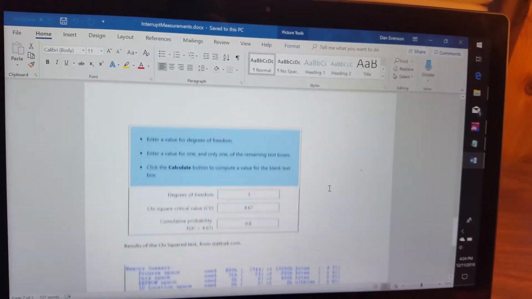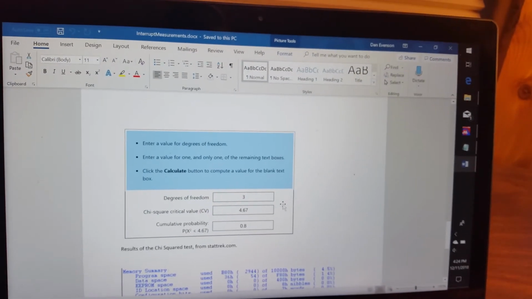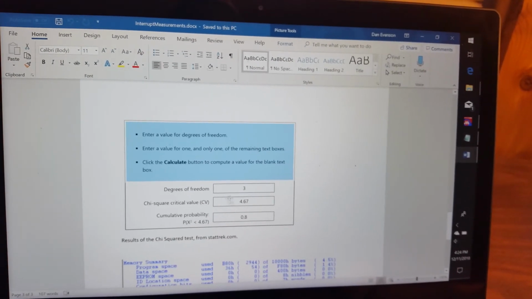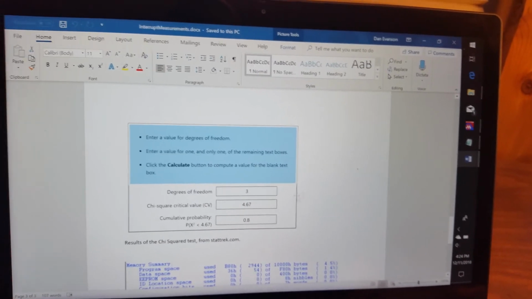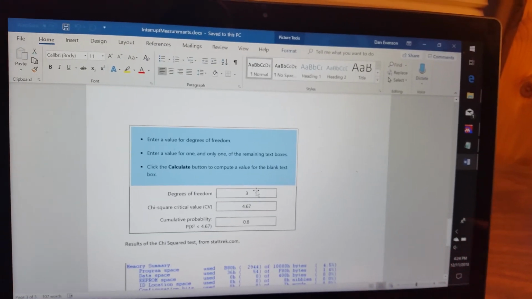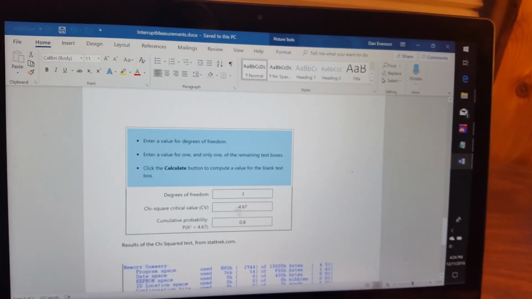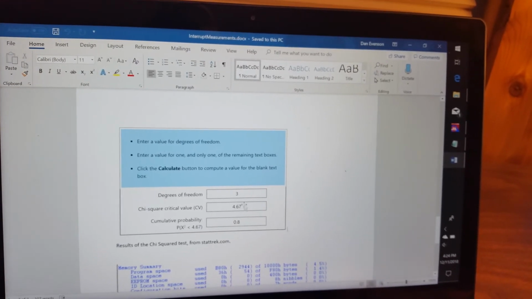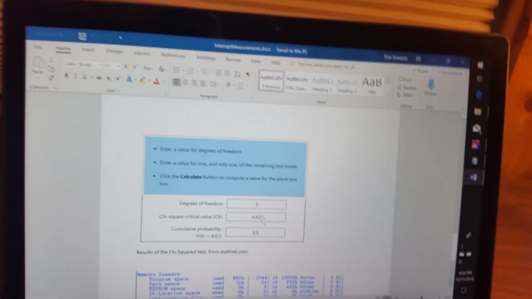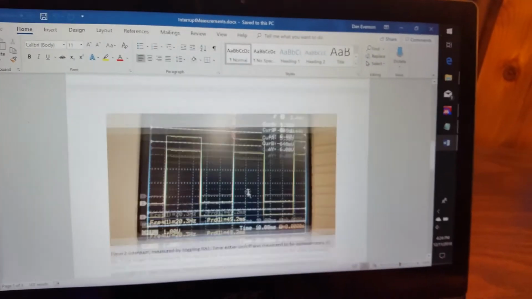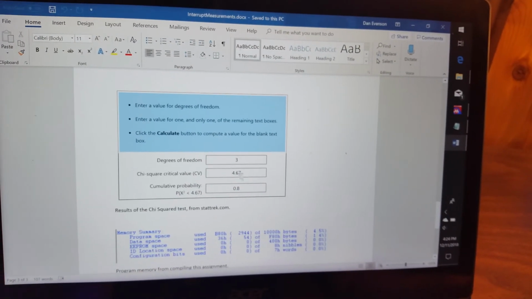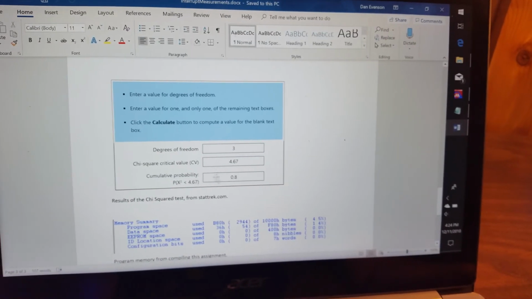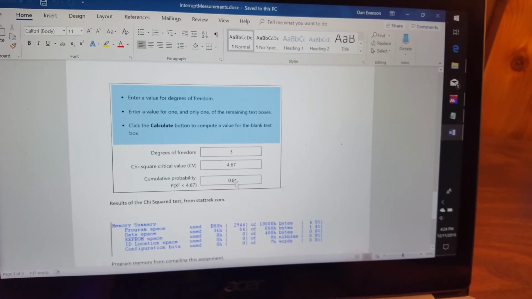I also did a chi-squared test to see if my number was indeed random. I divided the range numbers into 4 bins, so there's 3 degrees of freedom. I found my chi-squared critical value to be 4.67, after a total of 60 trials, a 60 sample size, and found the frequency for each of those bins. And I found that the probability that this is indeed a random number is about 80%.